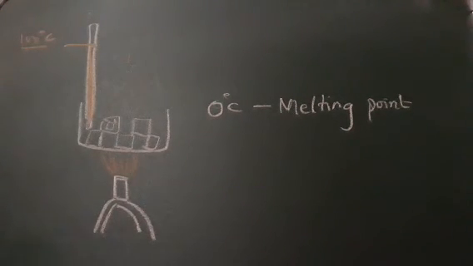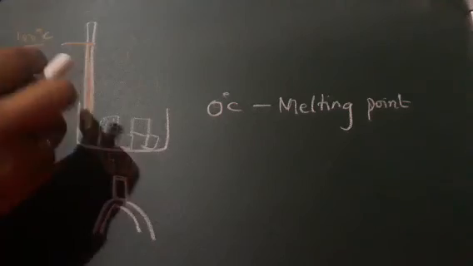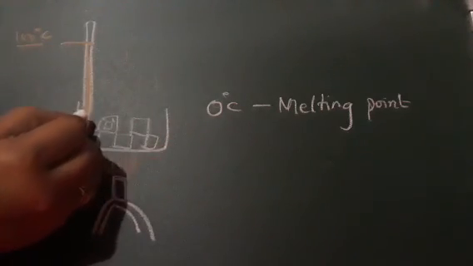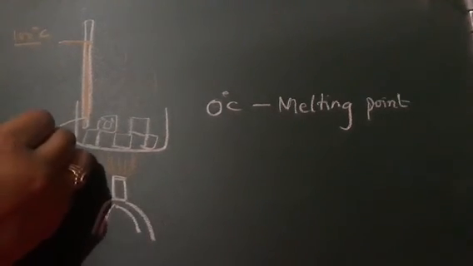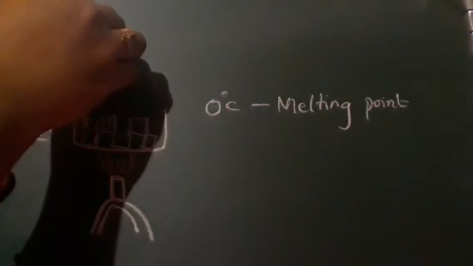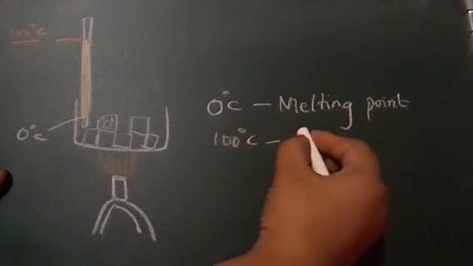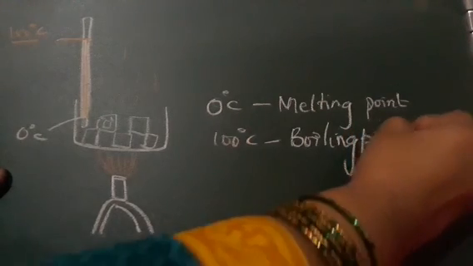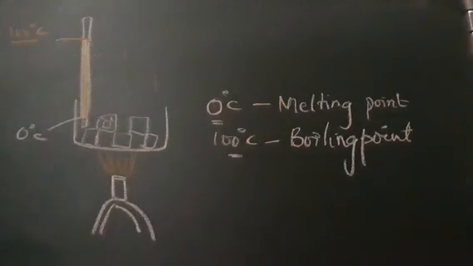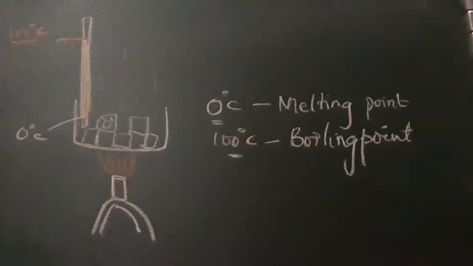100 degrees Celsius. That means when there is no change in the temperature, at the start where it is at constant temperature for a few minutes, it is called the melting point. After boiling, it will reach a certain temperature and remain constant for some time, and that is called the boiling point. That is nothing but 100 degrees Celsius. So this is called the boiling point and this is called the melting point of water.